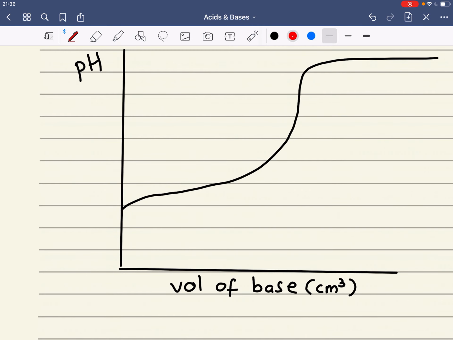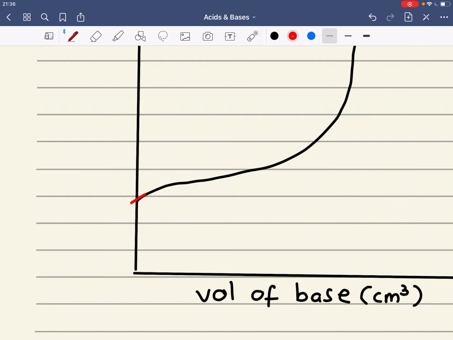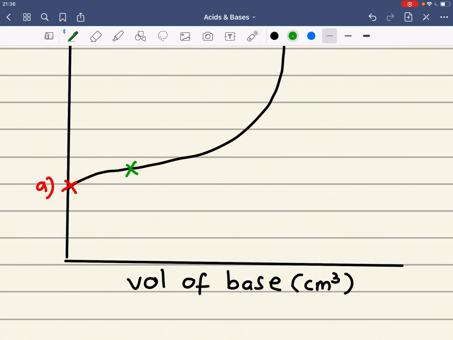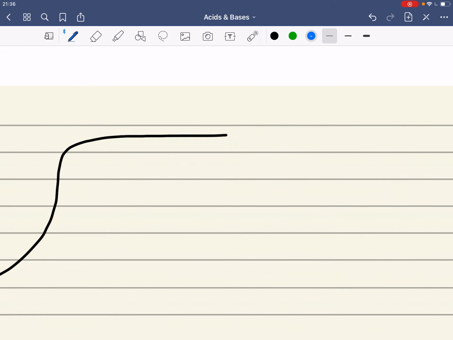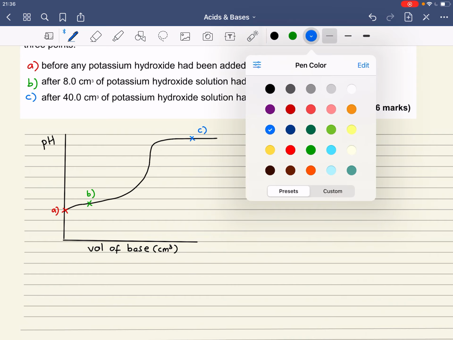So point A is before any potassium hydroxide has been added. So we're looking at this point here. That's point A. Point B is when 8 cm³ of potassium hydroxide has been added, so we'll say that's around here. And when 40 cm³ of potassium hydroxide has been added, we'll say that's going to be around here. That's my 3 different points of my pH curve.